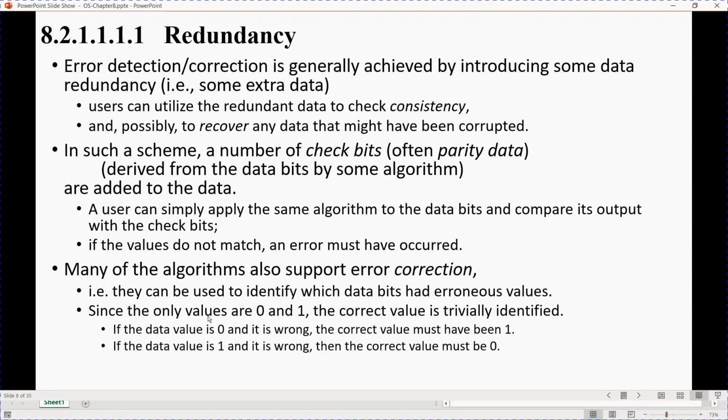Since a bit can only have value 0 or 1, once you've identified that the value stored is wrong, it's easy to identify what the right value is. If you have a 0 stored and you know it's the wrong value, then the right value must be 1. If the value you have is 1 and you know it's wrong, then the value should have been 0.